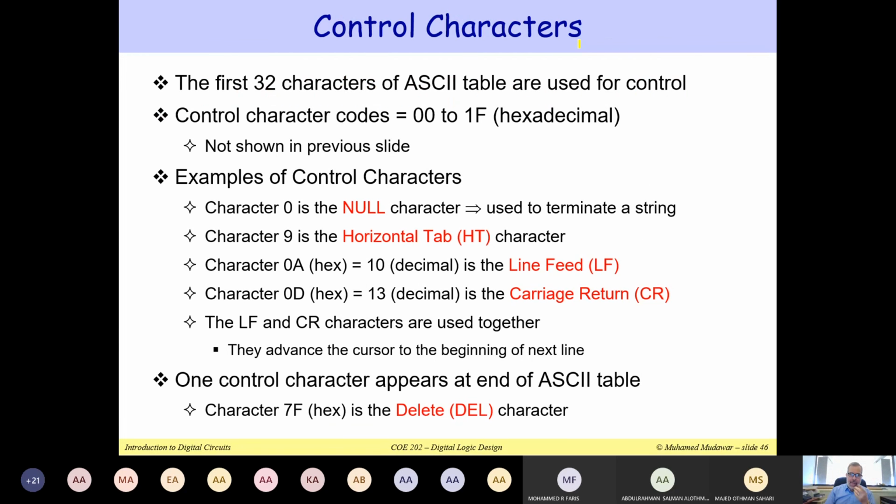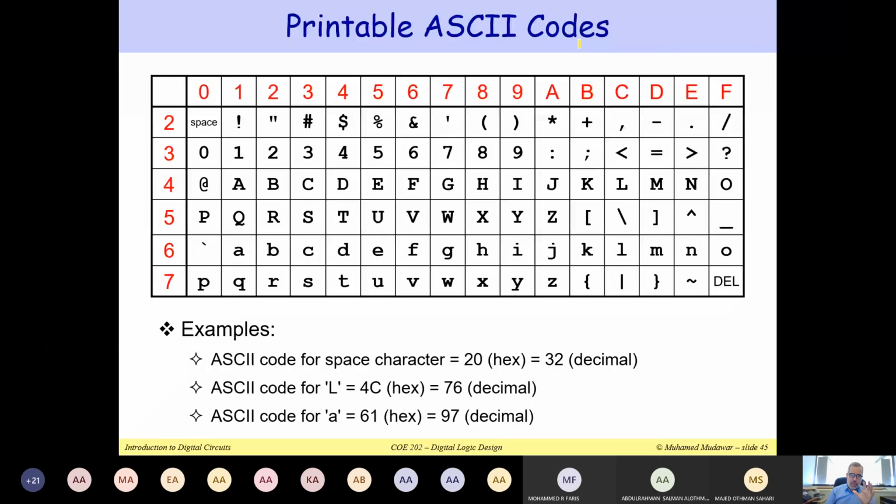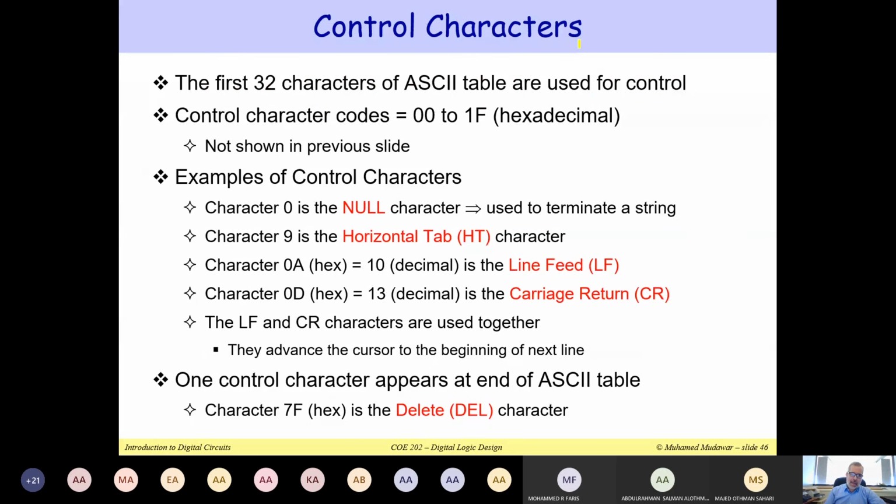I did not show you the control characters. Here, row 0 and row 1 were not really shown. Each row can have 16 characters, because we have 16 columns. The first 2 rows are reserved for control characters. Control characters are not really printable characters. You cannot actually print them on the screen. What they do is that they have special meaning.